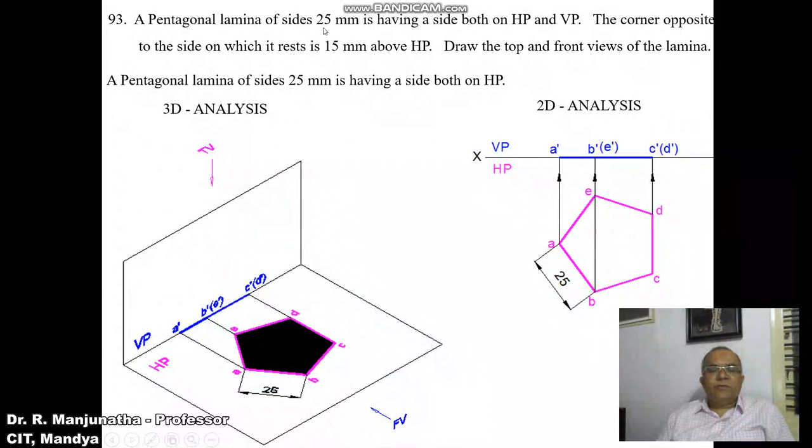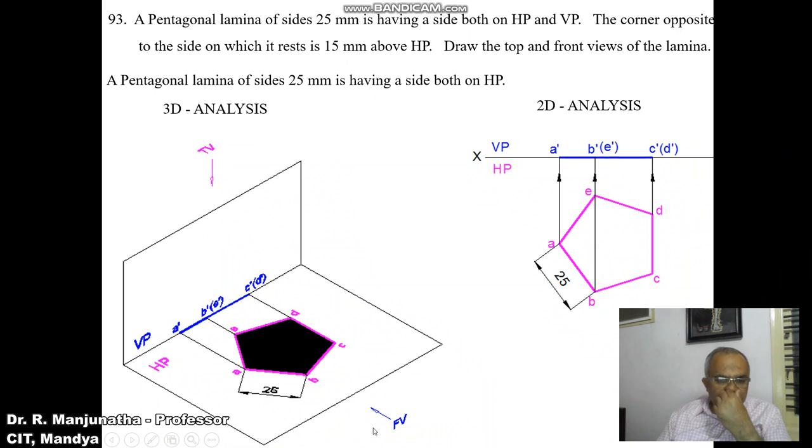A pentagonal lamina of side 25 mm is having a side on both HP and VP. So obviously we have to start the problem from HP. One of the sides is resting on HP, so the problem has to start on HP, and the side which is resting on HP has to be perpendicular to VP. So we can see that CD is the side which is perpendicular to VP.